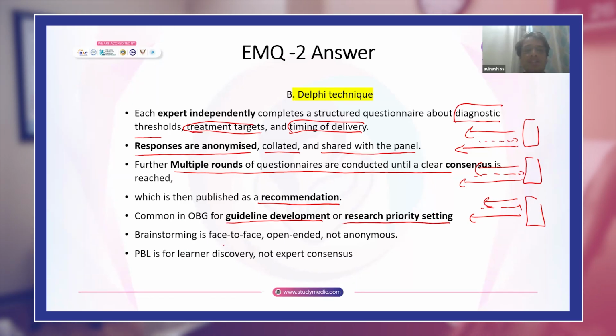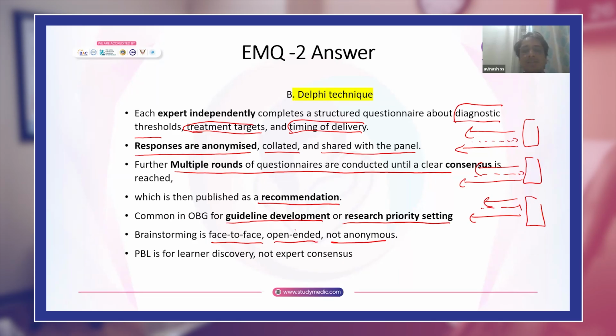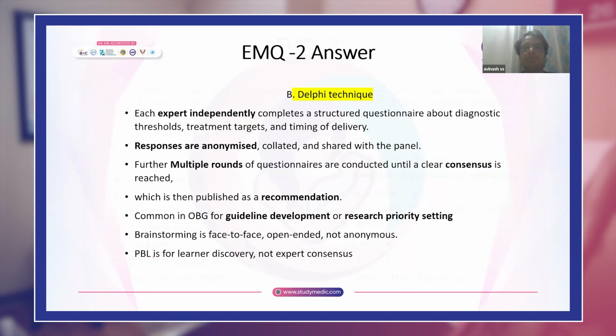So while brainstorming is face-to-face, open-ended, and not anonymous, this is anonymous, it's not face-to-face. It involves experts. Okay, we'll discuss about PBL later.